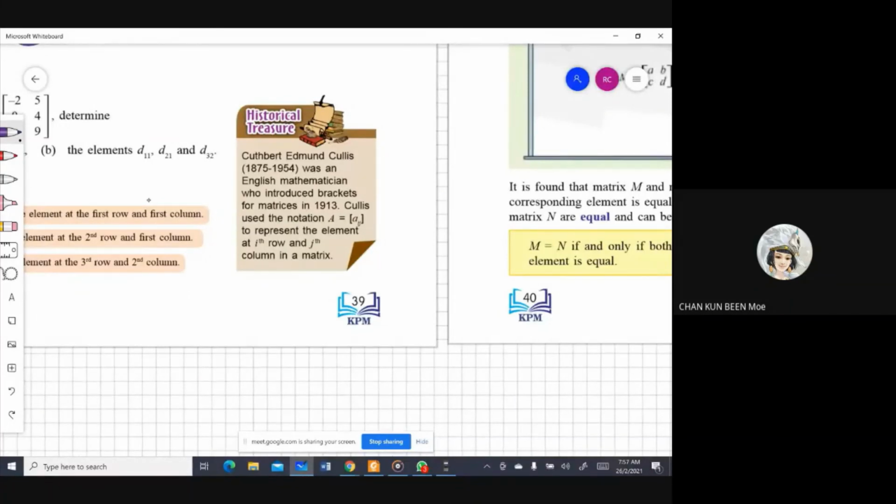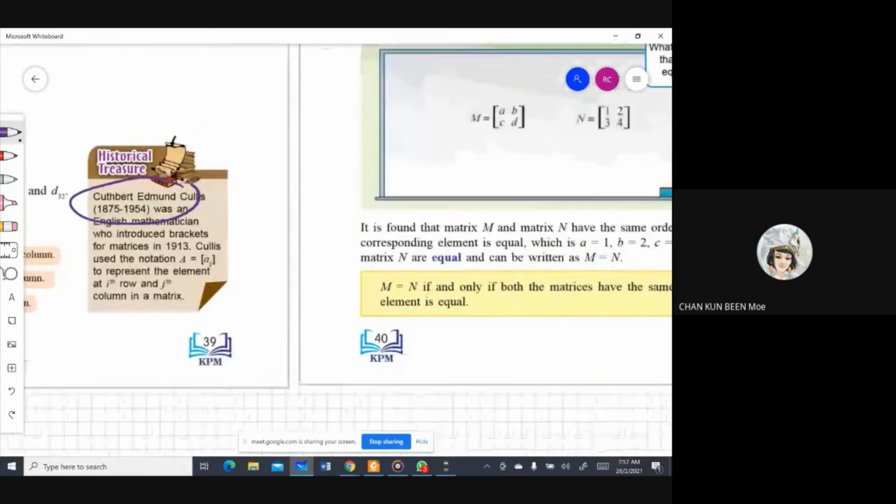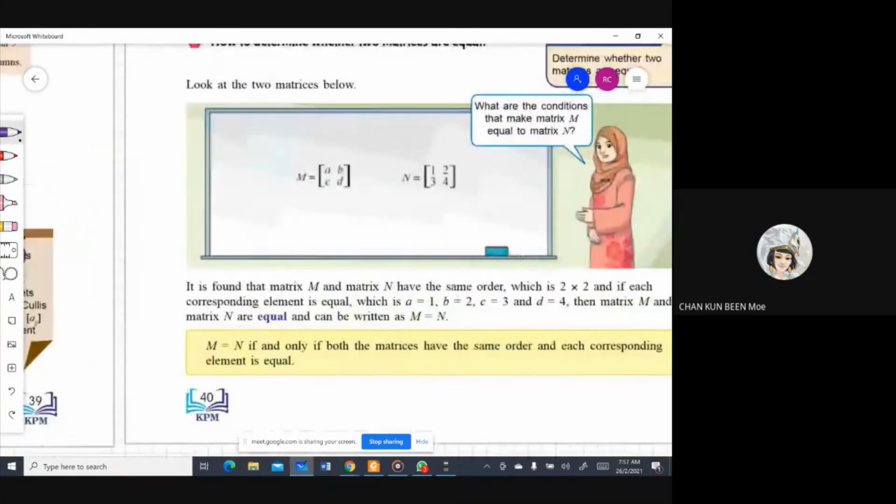Okay, now, historical treasure. Cuthbert Edmund Callis was an English mathematician who introduced brackets for matrices in 1913. Callis used the notation A equal to Aij to represent the element at ith row and jth column in the matrix. Okay, so Cuthbert Edmund is the one.